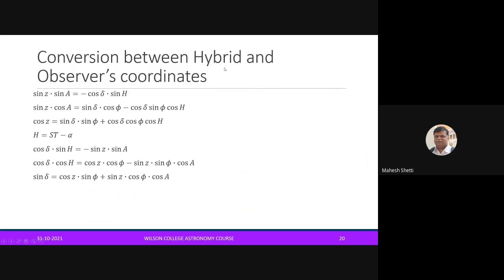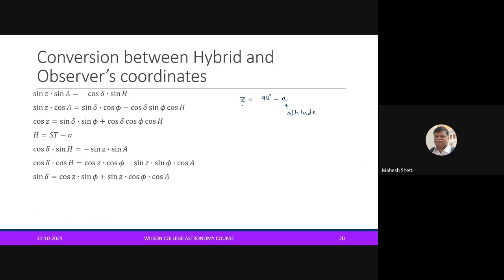What is hybrid coordinate? Hybrid coordinate, remember, is hour angle and declination, and observer coordinates are the zenith angle or altitude and azimuth. Now, many times instead of giving altitude, people give zenith angle. So, what is the relation? Zenith angle is 90 degree minus altitude. Okay, this is altitude.